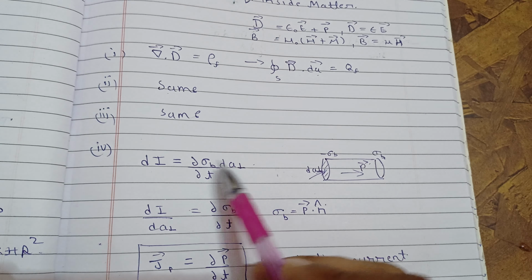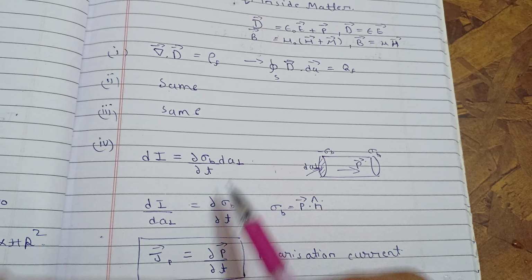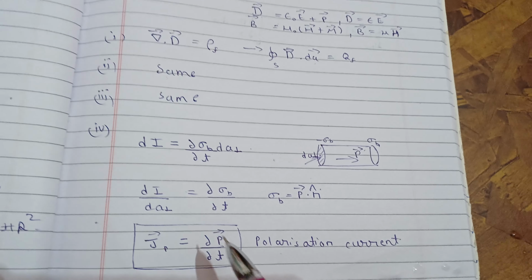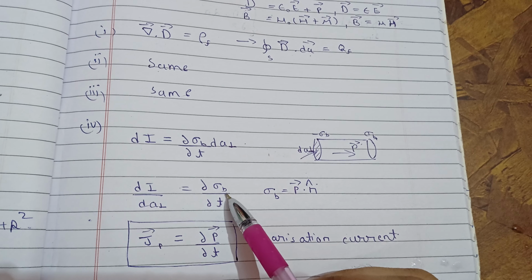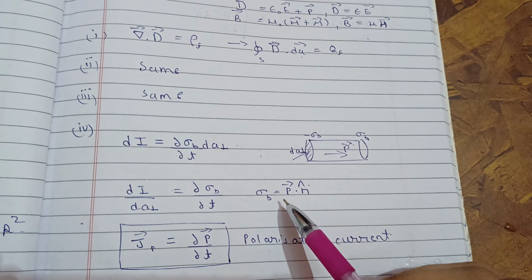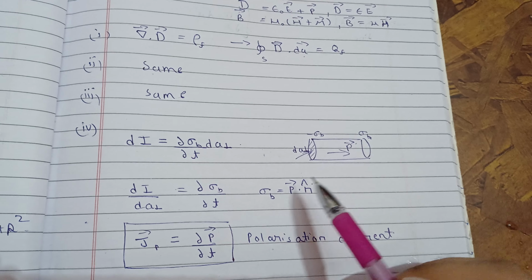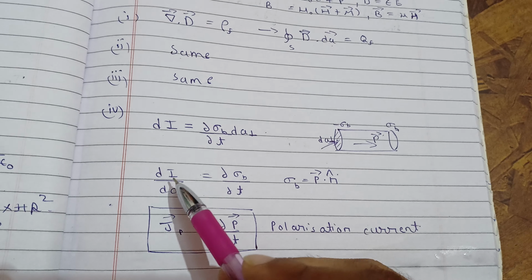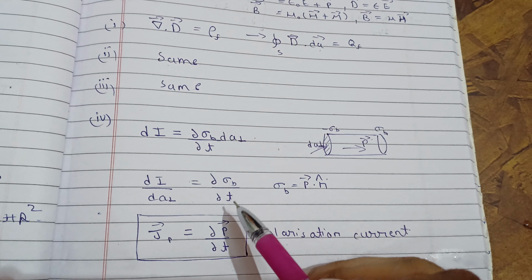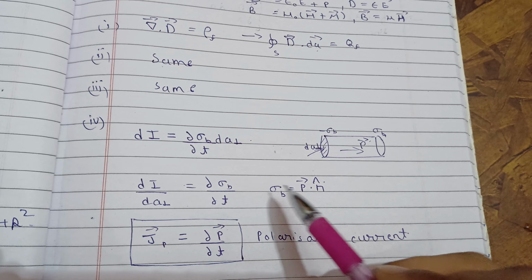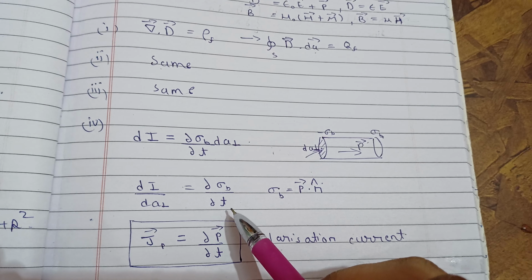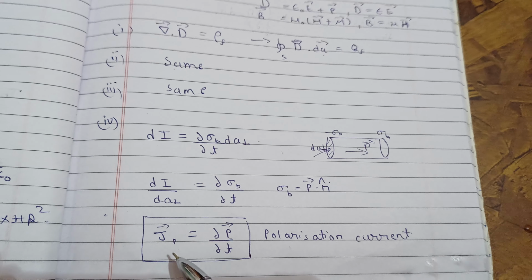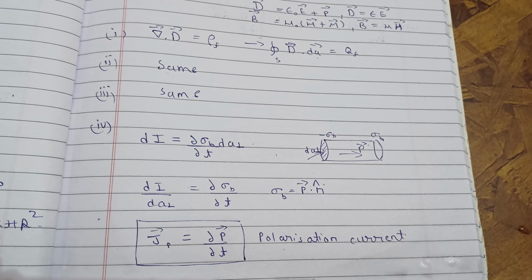Just take this dA to this side, so dI by dA perpendicular will be equal to del sigma by del t. Now sigma bound charge is given by P dot n cap. We already studied this formula. This is nothing but current per unit area, so this is current density, and because here we get del P by del t, we call it the polarization current density. So Jp will be del P by del t.